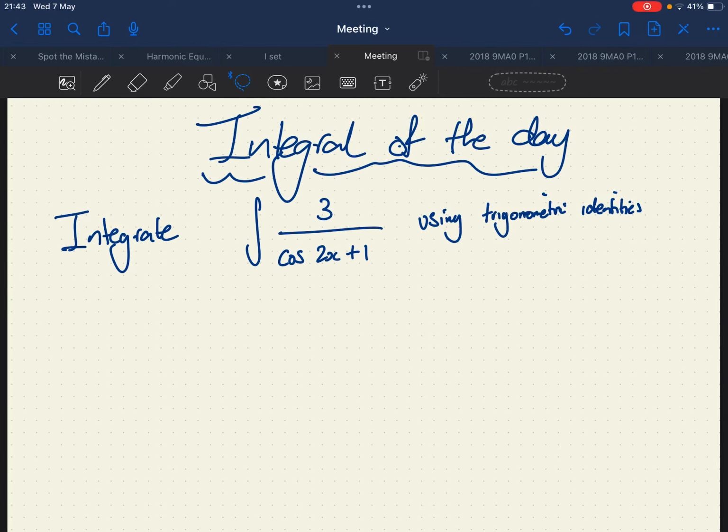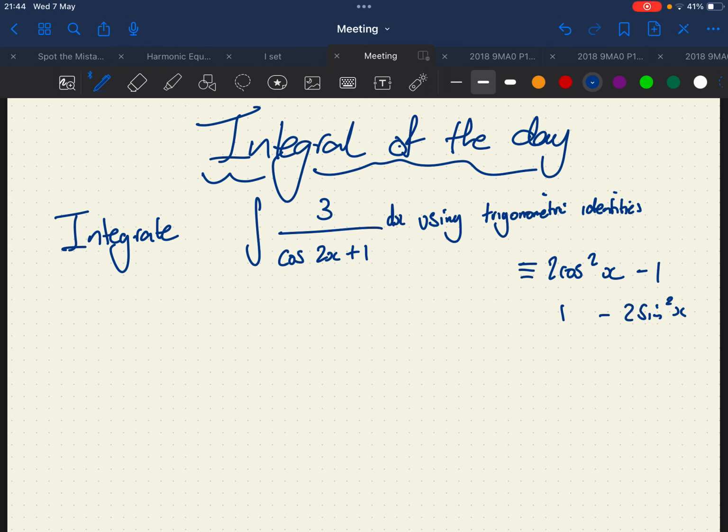It's time for another integral of the day, and we are trying to integrate 3 over cos 2x plus 1 dx using trigonometric identities. So for cos double angle, there are a few different things that might be useful. In general, we normally use either 2 cos squared x minus 1, or 1 minus 2 sine squared x.